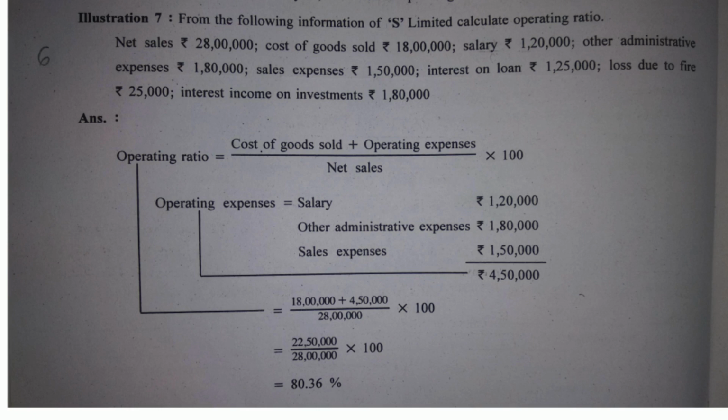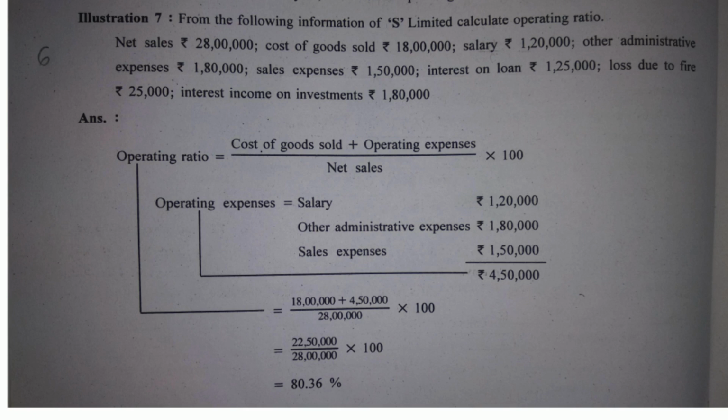Now putting all the figures in the formula, COGS 18 lakh plus operating expense 4,50,000 upon net sales 28 lakh into 100 gives you 80.36%. Operating ratio is to be presented in terms of percentage. So this completes illustration 7.